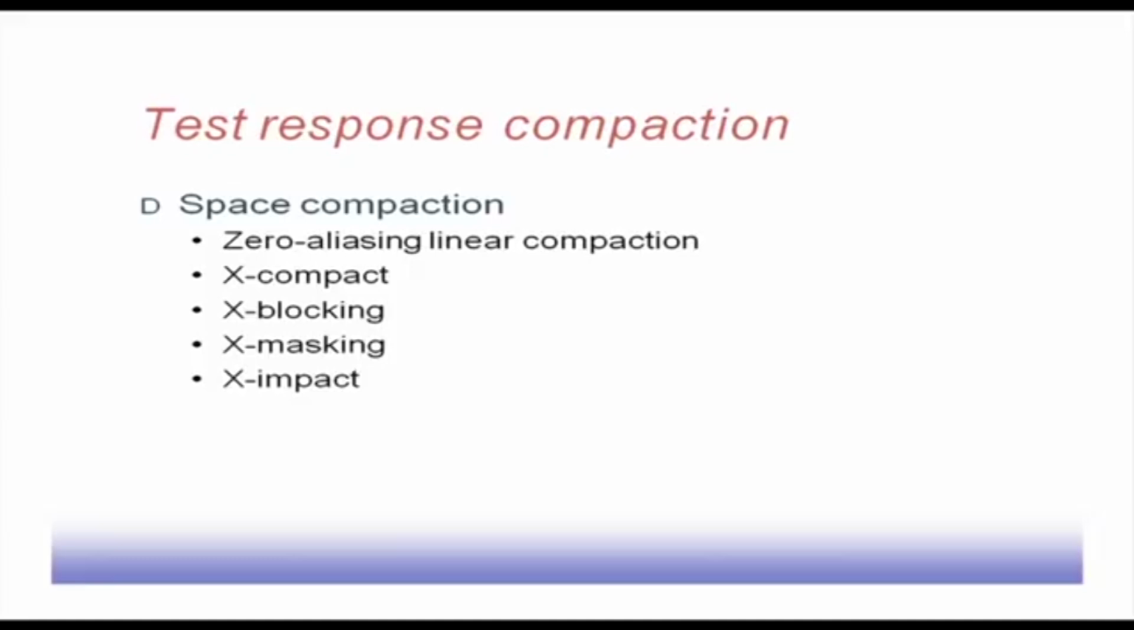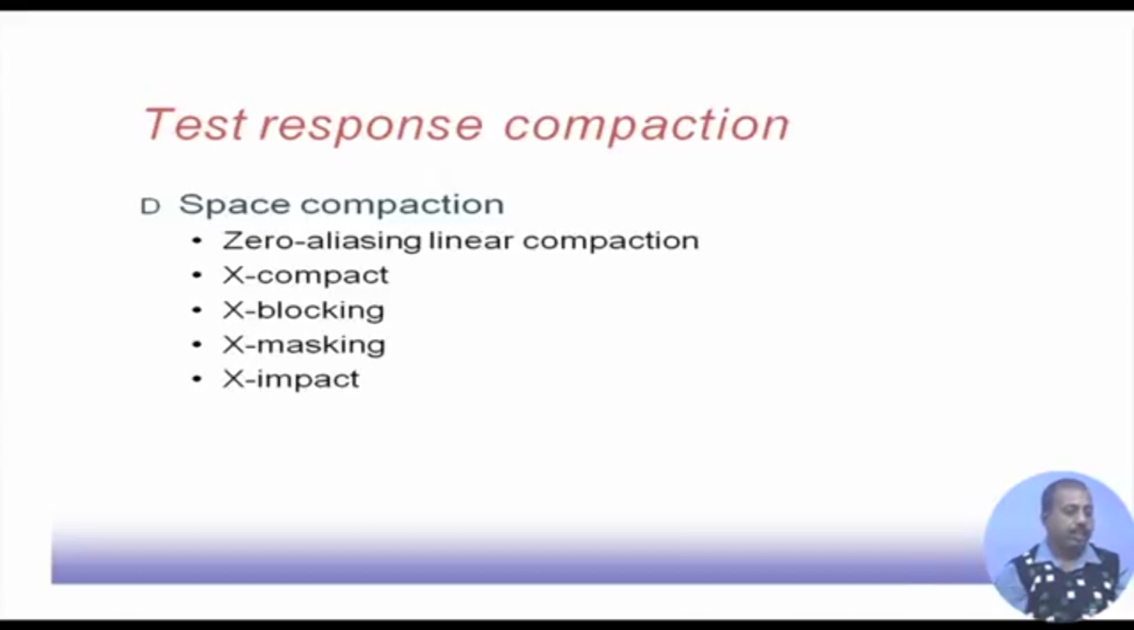Now, space compaction. The first one is zero aliasing linear compaction. We want that due to this compaction, these responses are not mixed up. It means that one faulty response should lead to a faulty signature, and it should not become the same as the correct response. On the other hand, if I have say 2 faulty responses, then it is expected that those 2 faulty responses should give rise to 2 different signatures. In that case I will have a zero aliasing linear compaction.